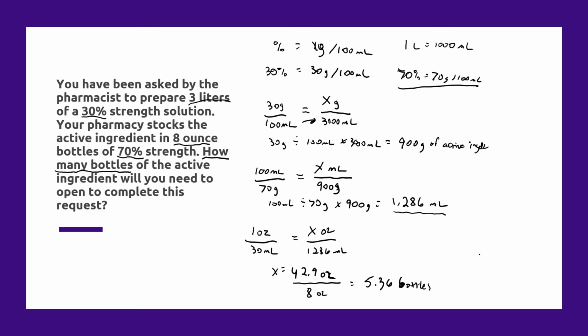Now, the answer needs to be a whole number. So if you opened 5 bottles, you still wouldn't have enough solution. So you would actually need to open 6 bottles to have enough solution to compound this 3 liters of 30%. So hopefully this would be one of your multiple choice answer selections, and it would be the correct answer.